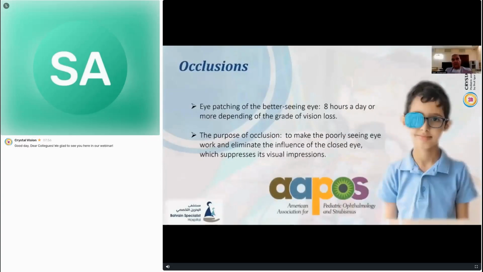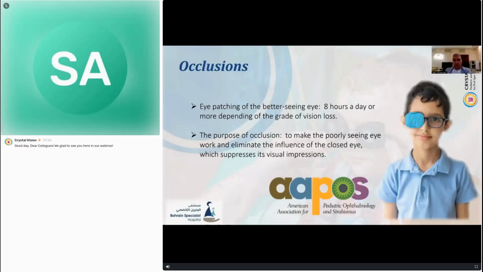Occlusion should be done for at least 8 consecutive hours. Prescribing occlusion for 3 hours, 4 hours, or 6 hours makes no sense. This was proven through extensive, large-scale studies conducted by Professor Grebko from the United States and reported about 4 years ago at a conference of the APOS, American Association for Pediatric Ophthalmology and Strabismus, in which we also participated together with him.